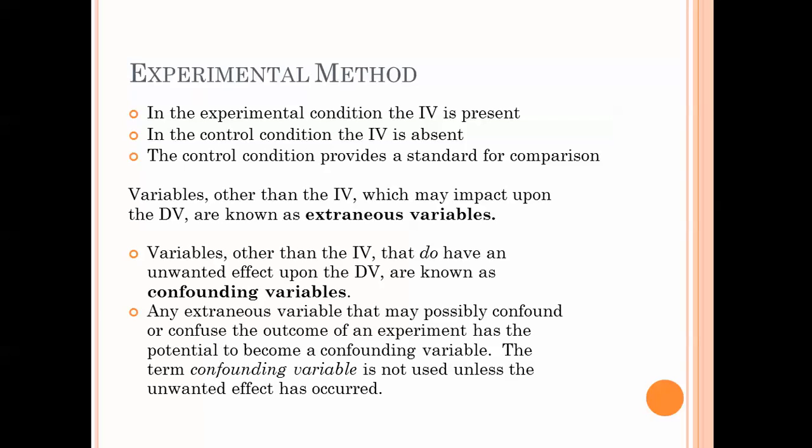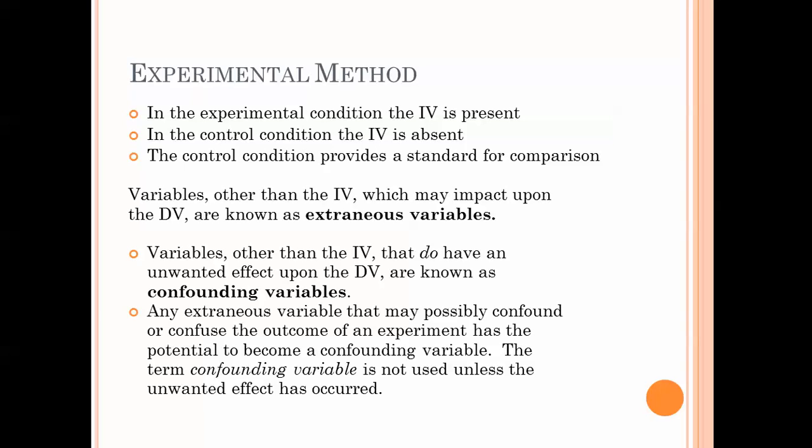So for instance, IQ coming in could be an extraneous variable, but if we've decided to test all of our students and they all had equal IQ, we've eliminated it and therefore it didn't become a confounding variable. However, if we didn't test for it before the experiment, we knew about it, it's an extraneous variable, we let it affect our experiment, it confounds the results, so therefore it's being called a confounding variable.